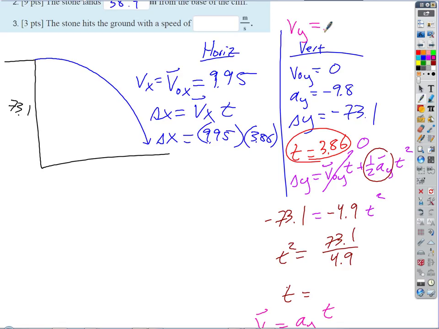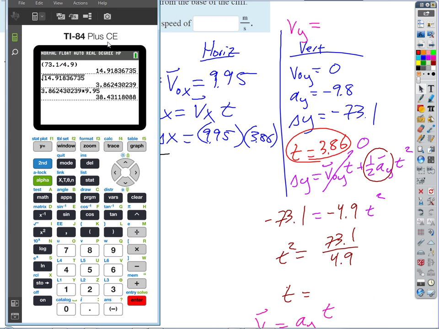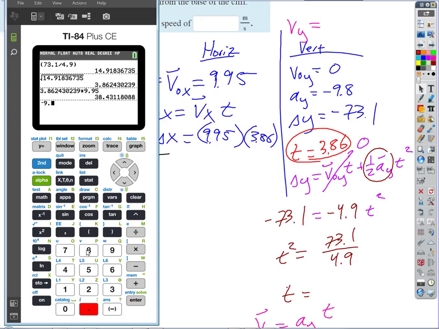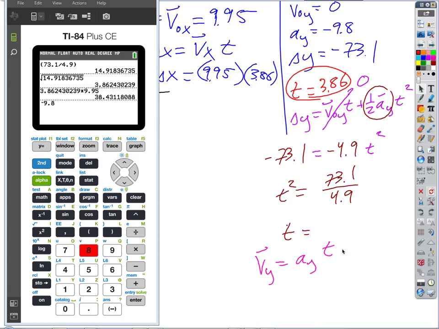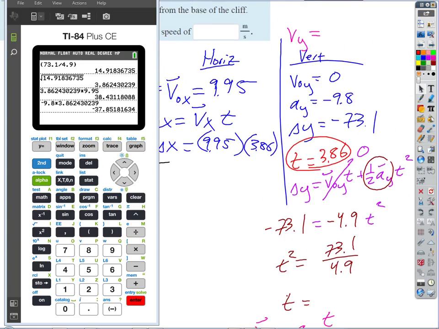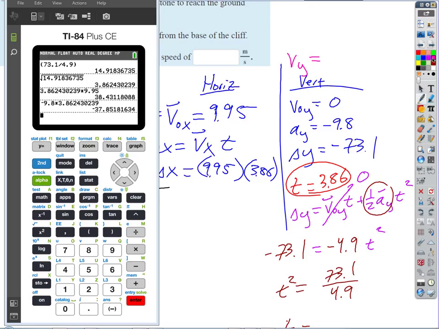So we could add another quantity up here to our column. V sub y equals another calculator number, negative 9.8, right? There's our acceleration. That's all we're doing, just a sub y times t, which is that number right there, wasn't it? So there's our vertical velocity, negative 37.9-ish. We got it in our calculator.